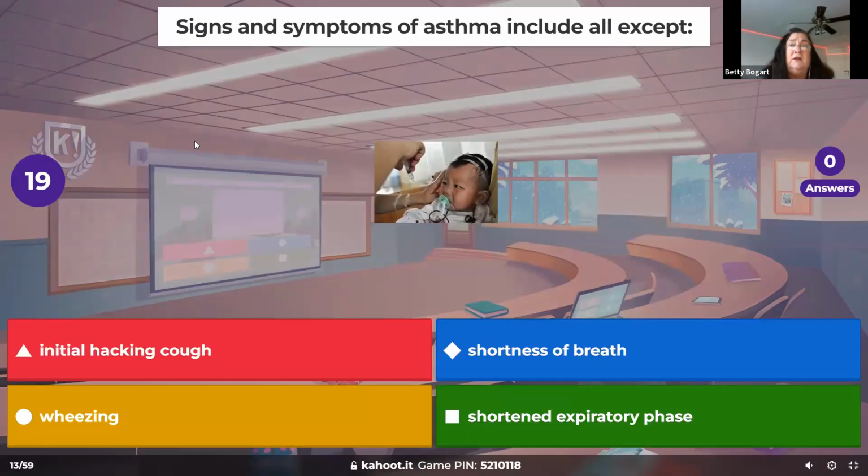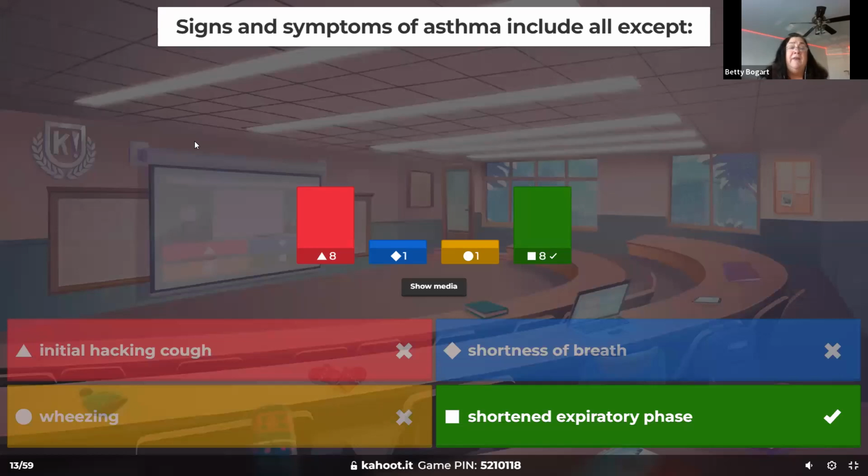Signs and symptoms of asthma include all except... So they have the hacking cough, they're going to be short of breath, they're going to be wheezing. But what happens with asthma is they can get air in, they can't get it out. For instance, croup, right? Inspiratory stridor, they can't get it in. They could blow out all they want. In asthma, you'll see them push and go, and you'll hear this wheeze as they're trying to push air out. So remember, asthma is that expiratory wheeze and prolonged, okay? In croup, you're going to see inspiratory stridor. That's the difference between those two.